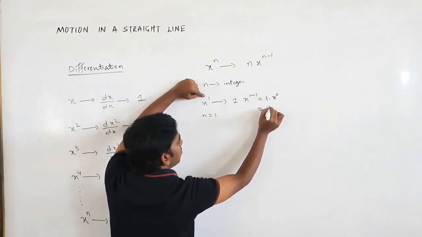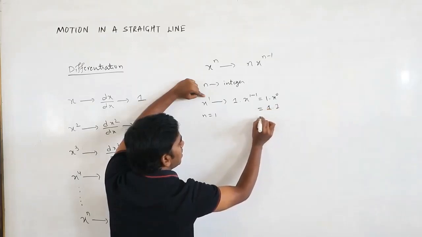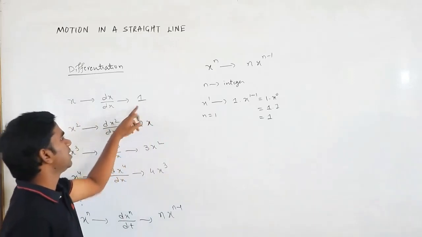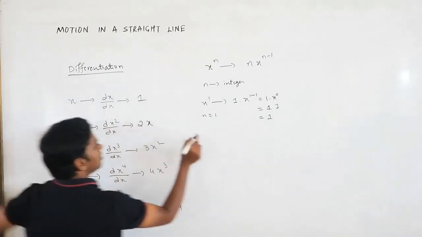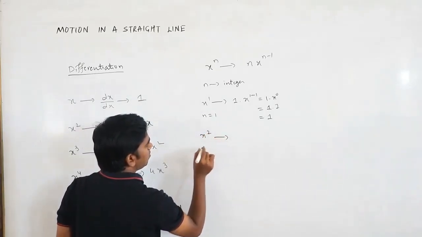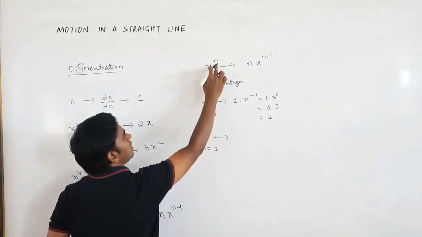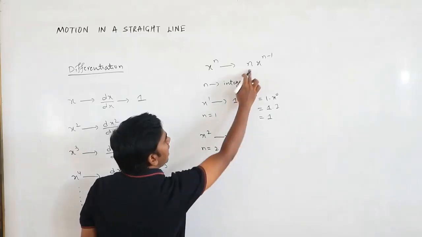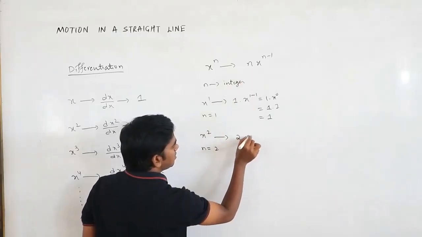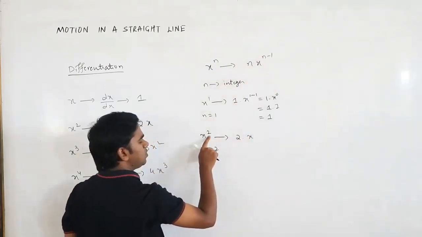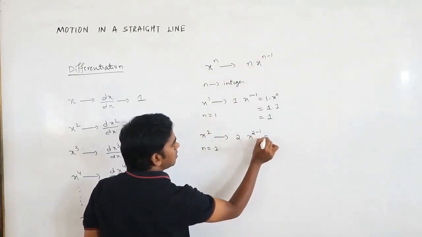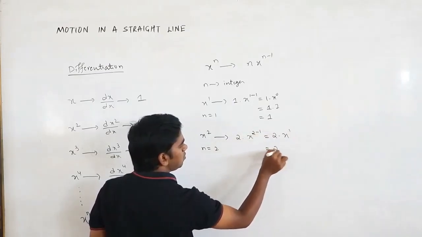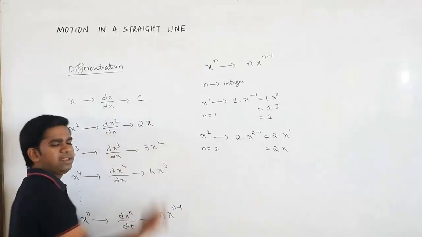X raised to 0 is 1 only. So 1 into 1 is 1. So you got 1 here. Suppose I take x square. So n equals 2 here. So you can write n, which is 2, into x raised to n minus 1, which is 2 minus 1. So 2 into x raised to 2 minus 1 means 1. So what is this? 2 into x, you are getting 2 into x.